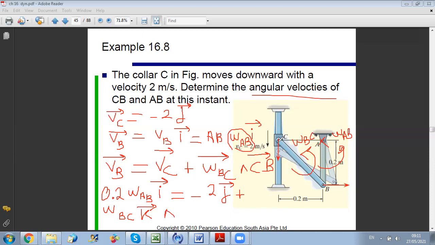Now the CB vector is already decomposed. Look, it has 0.2, a positive component along I, and a negative component along J. So CB is 0.2I minus 0.2J. And now all I have to do is to expand my relation. I will write it here above. So I have 0.2 omega AB along I equals minus 2J.